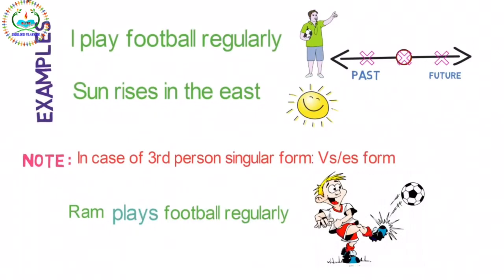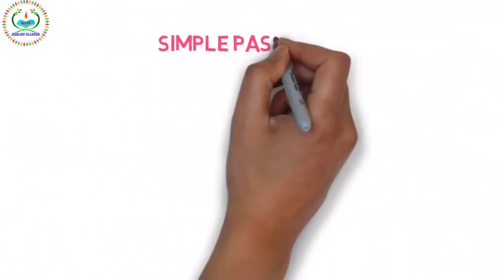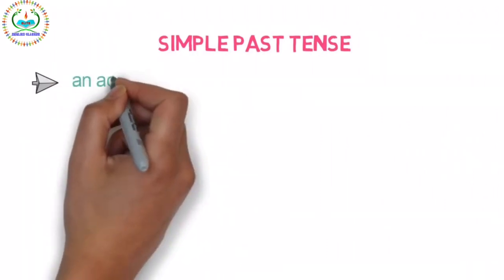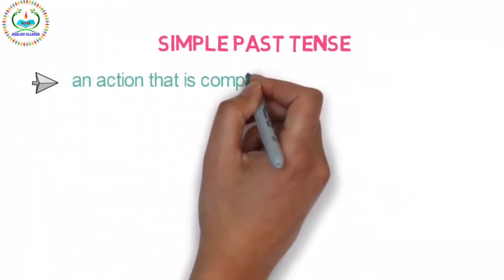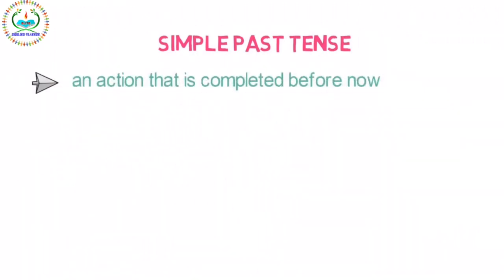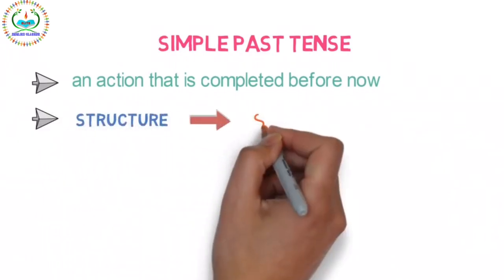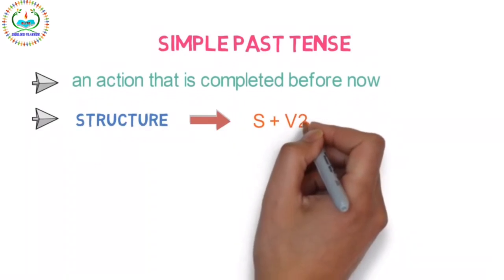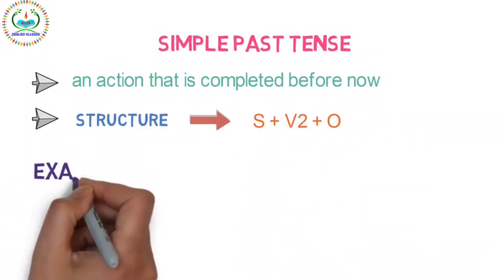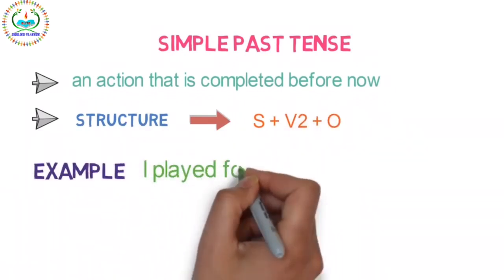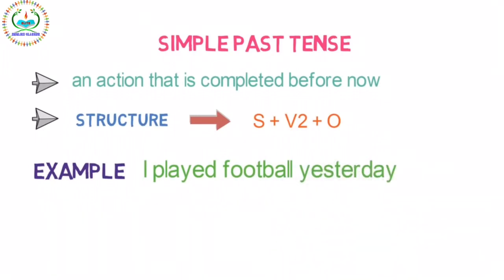Let's look into the next tense. Simple past tense. It refers to an action that is completed before the time we are talking about it. The sentence structure of it is subject plus verb second form plus object. For example, I played football yesterday.